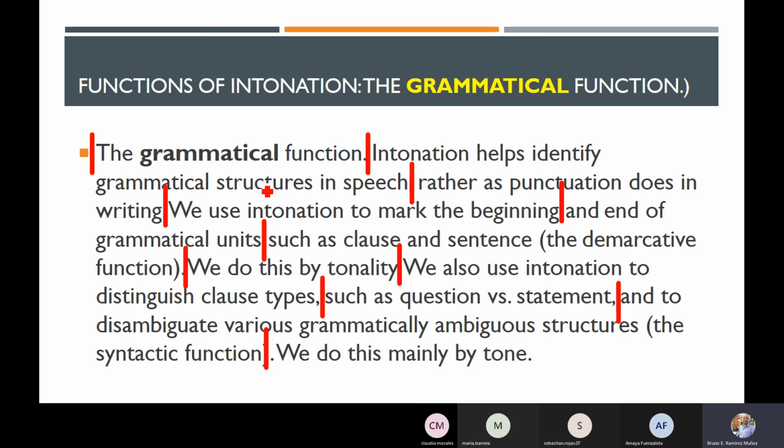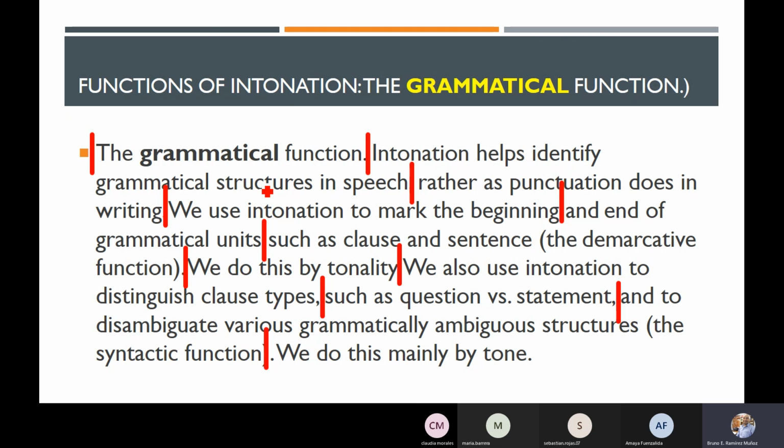So the grammatical function is connected with letting the listener know which elements are going to be considered thought groups or tone units. A thought group is one idea, right? That's one thought group. So you make a pause because you want to let the listener understand that this is one idea, and then the next one is another idea. So I make a pause, right? And that has to do with intonation as well.